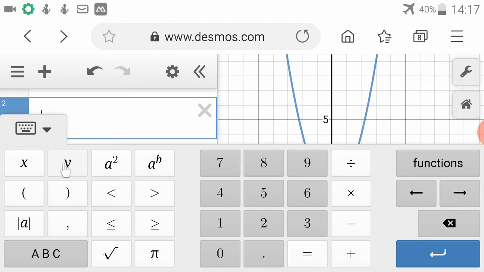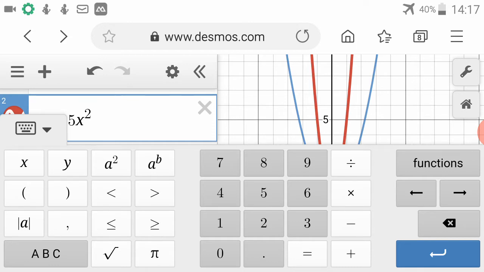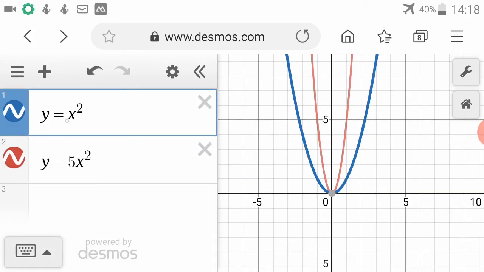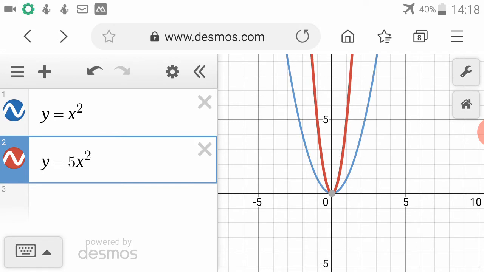So, guys, I'm going to type another quadratic function with a larger coefficient. Y equals, for example, 5x squared. I'm going to hide all of these, guys. If you look, the blue graph is the parent quadratic function y equals x squared with coefficient 1. The new one, the red one, has coefficient 5. Guys, what happened? The new parabola, the red one, is narrower than the original one.